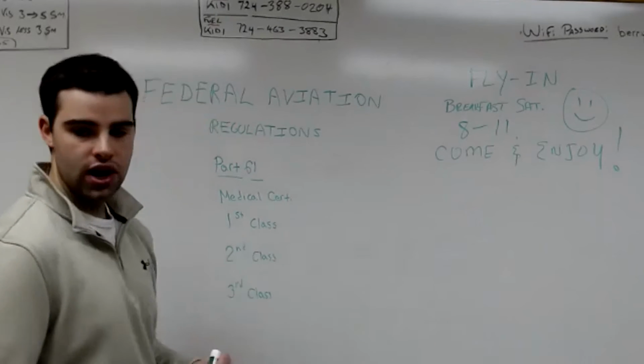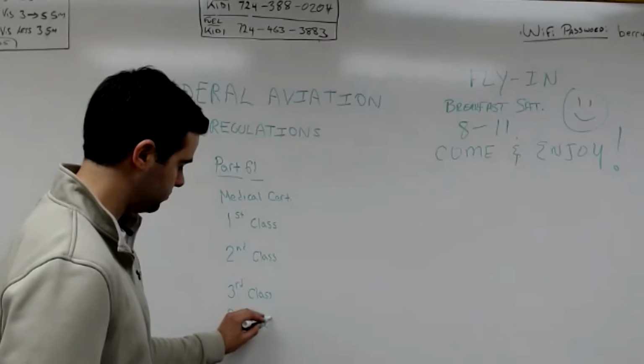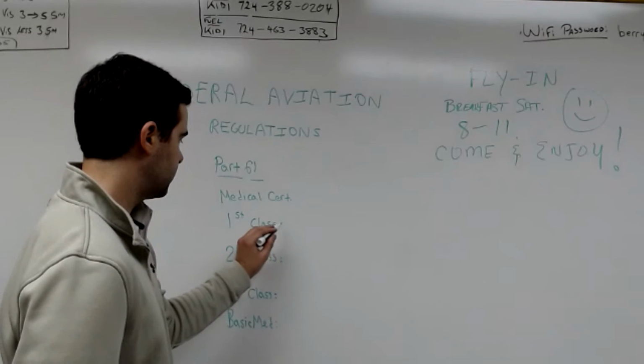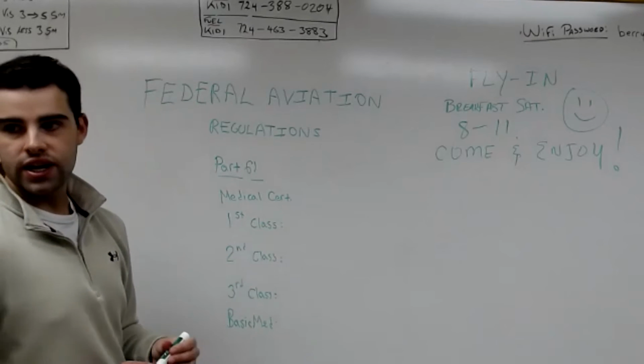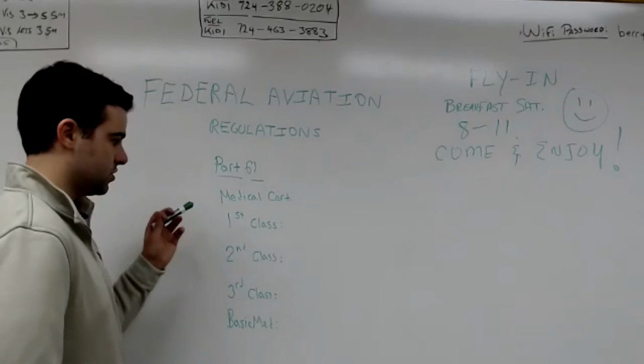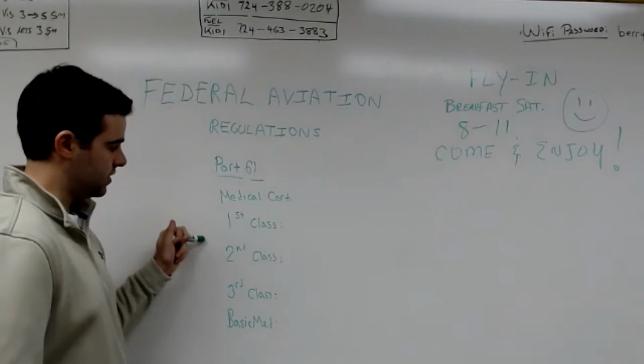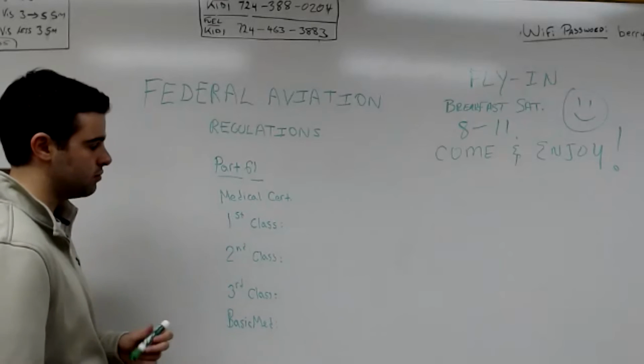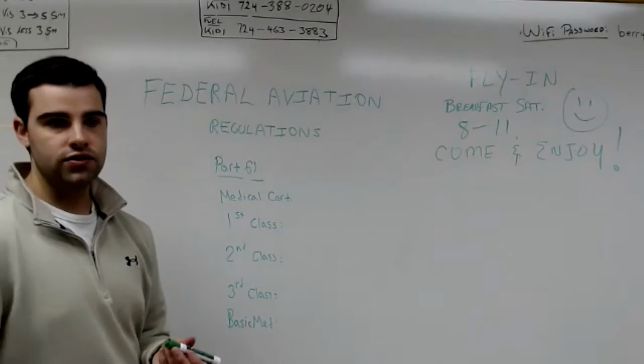And then there's a 4th option that's called basic med, which I'll get into here in a little bit. So all of these classes vary in how strict they are. For example, the strictest one is your first class medical, and then it obviously goes down to second, down to third, and your basic med is the most lenient of them all. And they're all valid for different periods of time.